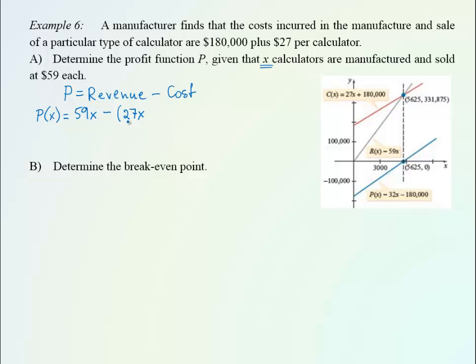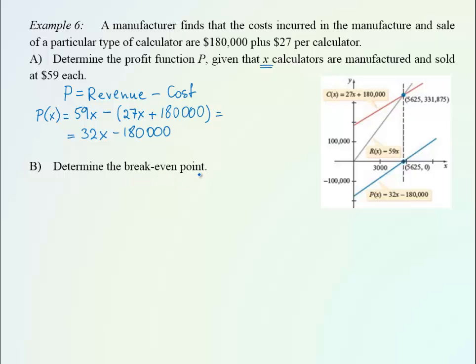That's the cost of producing X calculators, plus the fixed cost, which is $180,000. This is something that we need to start with, no matter how many calculators we're going to produce. So overall, this function is 59 minus 27 is 32x minus 180,000. So that's our profit function. And this profit function on the diagram is marked in blue. That's a blue line here.